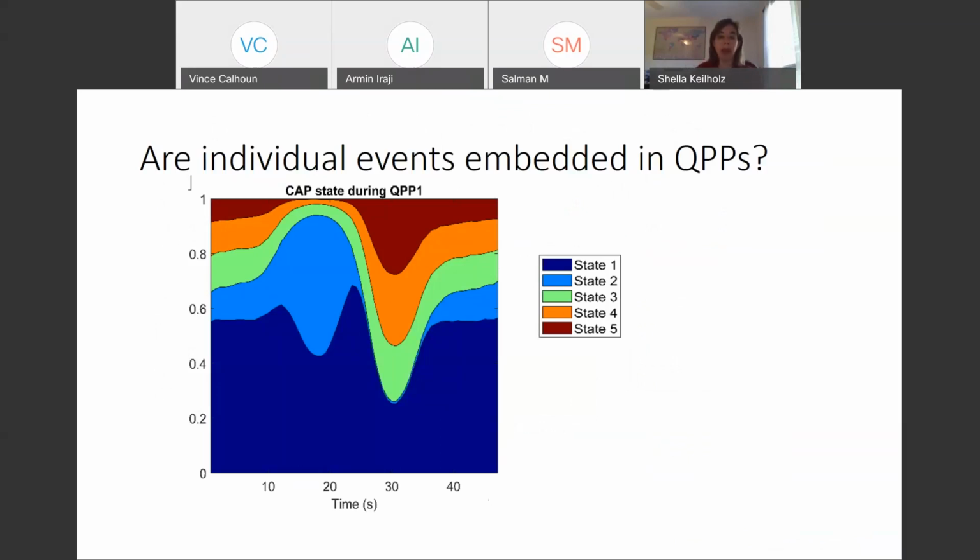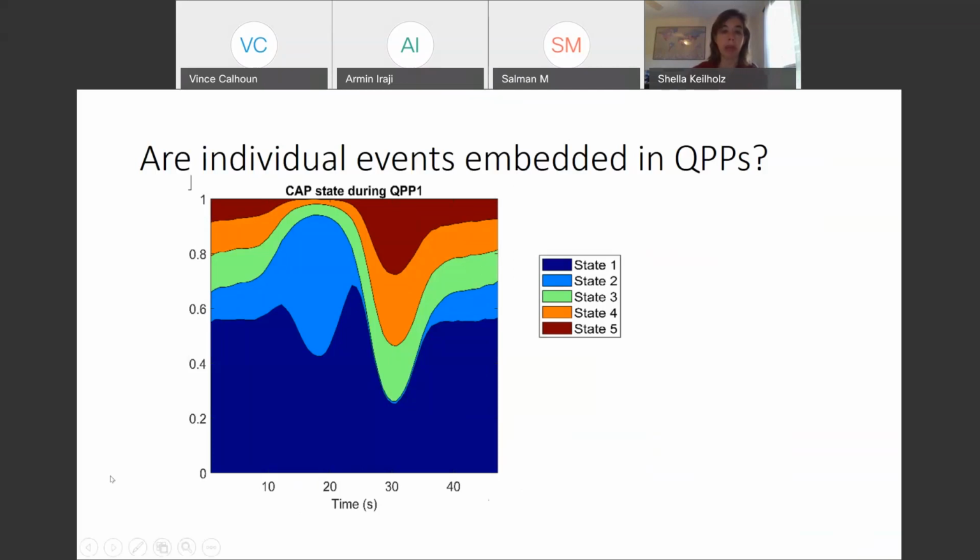Okay, so I mentioned that I think CAPs are kind of a snapshot of what we see in the QPPs. And so Eric in the lab has gone through and first did CAPs analysis on data from the HCP and found different states. One was default mode dominant, and the others were kind of variations on TPN dominant. And then he did the QPP analysis at the same time. And then for each time point in the QPP, he plotted the likelihood that a certain CAP state was present.